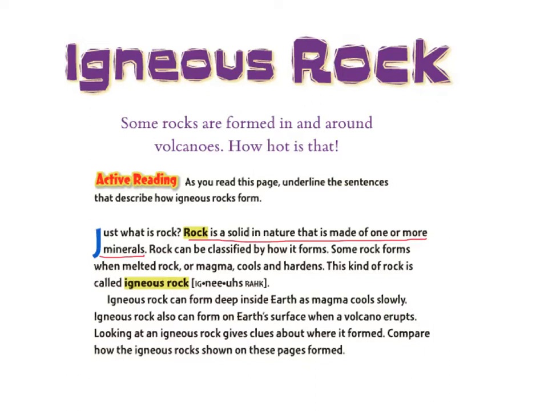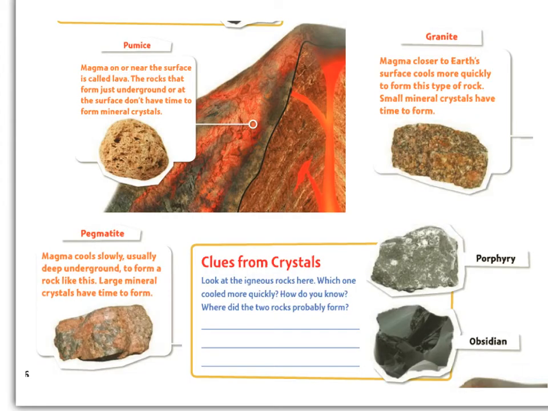Look back at that paragraph. What is an igneous rock and how does it form? Underline it. Did you say that an igneous rock forms when melted rock or magma cools and hardens? And they can form two ways. They can form deep inside the Earth when magma cools slowly, or it can form on Earth's surface when a volcano erupts. Look at these examples of igneous rocks.